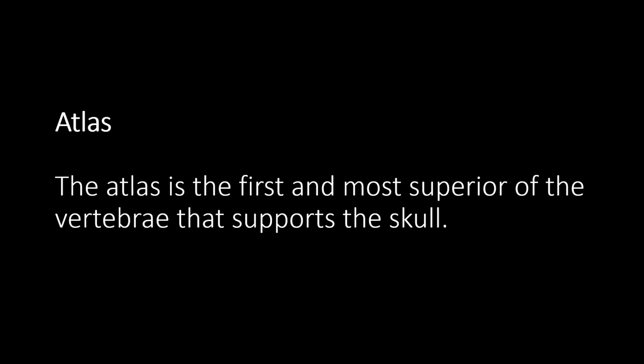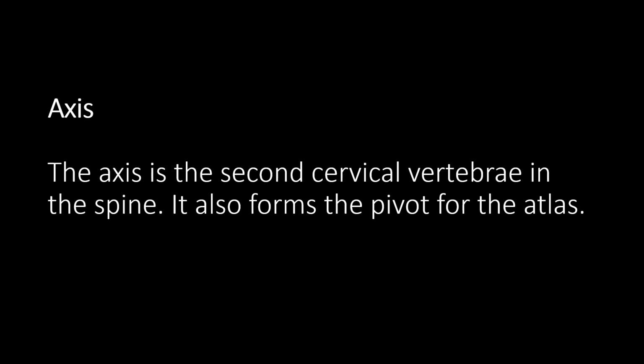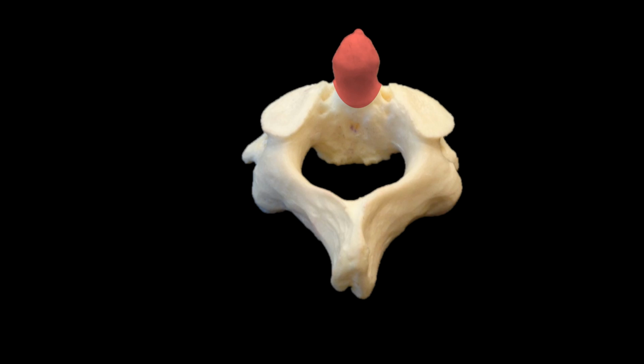Atlas. The first and most superior of the vertebrae that supports the skull. Name this anatomical area. Axis. The axis is the second cervical vertebrae in the spine. It also forms the pivot for the atlas. Name this anatomical area.